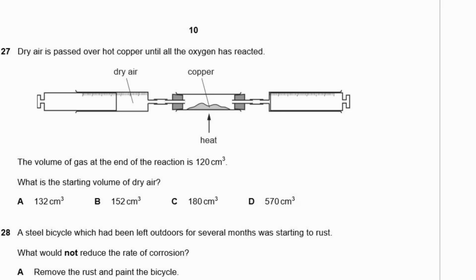Question 27. Dry air is passed over hot copper until all the oxygen has reacted. Dry air is made up of a lot of different things. The volume of gas at the end of the reaction is 120 centimeters cubed. So it starts off with a certain volume of dry air. What is the starting volume of dry air? At the end of the reaction, after all the oxygen has been used up, there's 120 centimeters cubed left. So what was the starting volume of air?